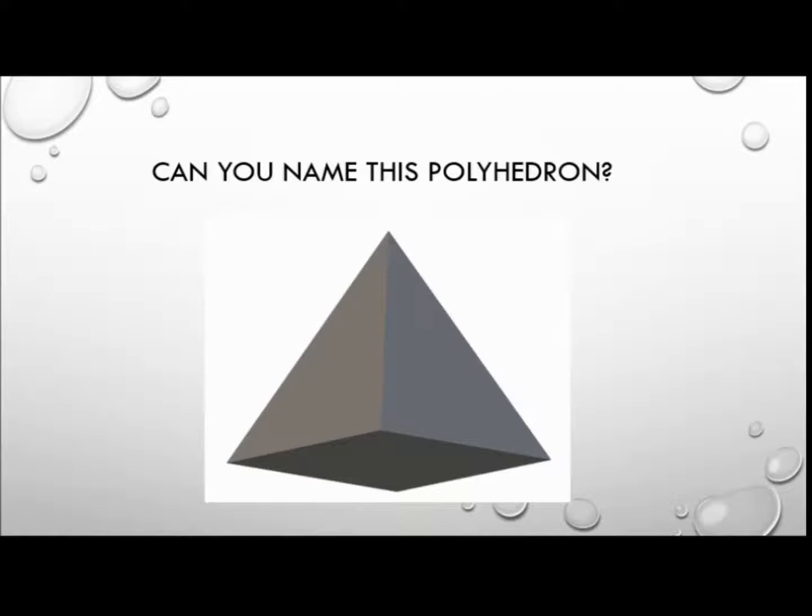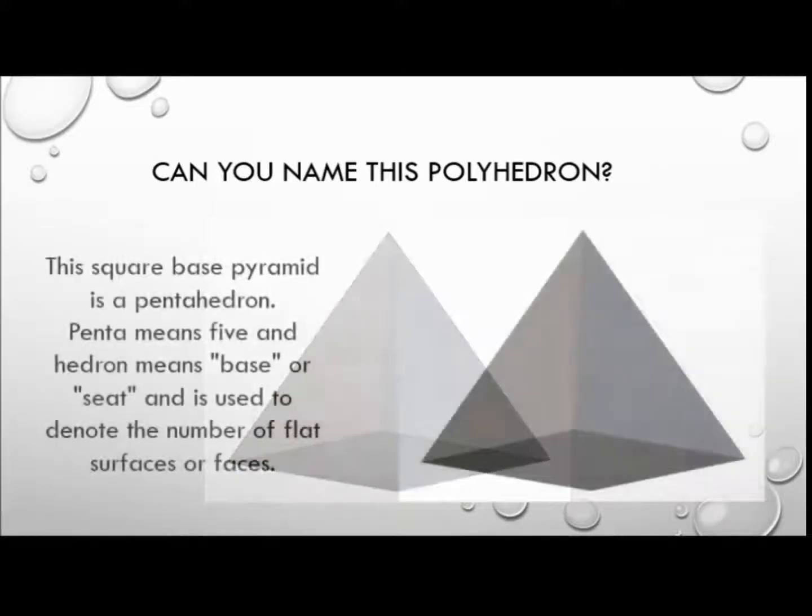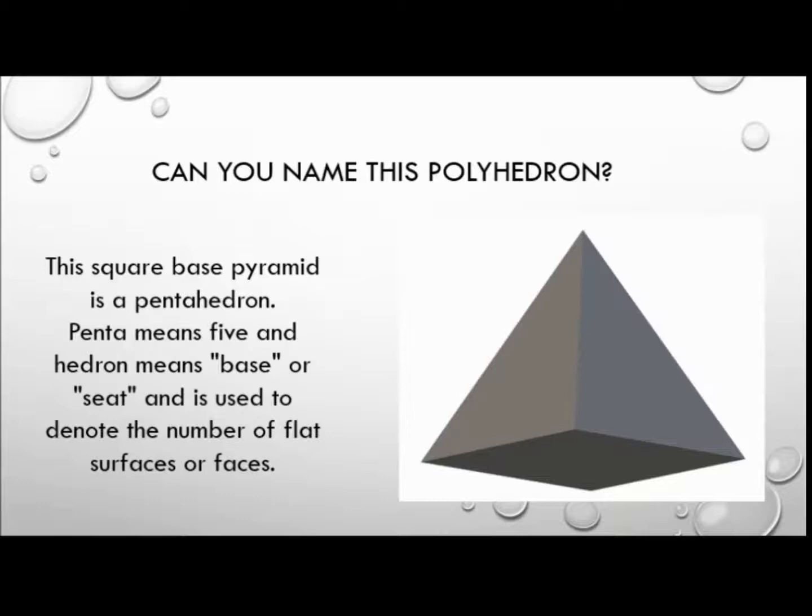Okay, how about this polyhedron? Take your time, pause the video, think about how many faces it's got, and then try and remember the Greek word for that number of faces, and then just add the suffix hedron. Okay, this square-based pyramid is a pentahedron. Penta means 5, and hedron means base or seat, and is used to denote the number of flat surfaces or faces.